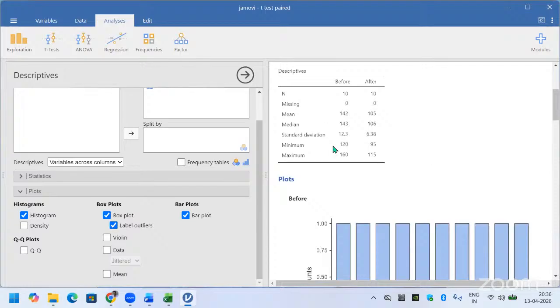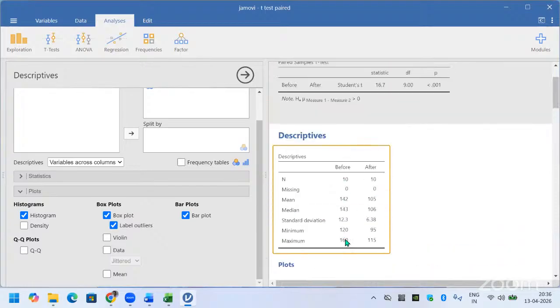The minimum number of accidents before was 120, and after it is 95. The maximum number of accidents before was 160, after it was 115. The standard deviation earlier was 12.3, after it was 6.38. The median accidents is 143 before and after it is just 106. And the mean accidents, earlier it was 142, now it has become 105.